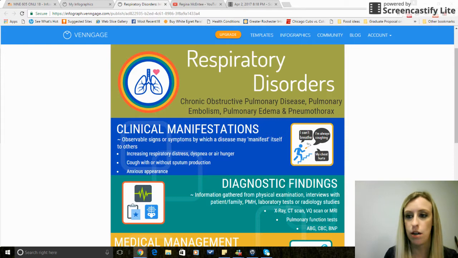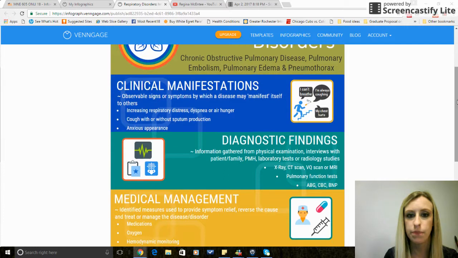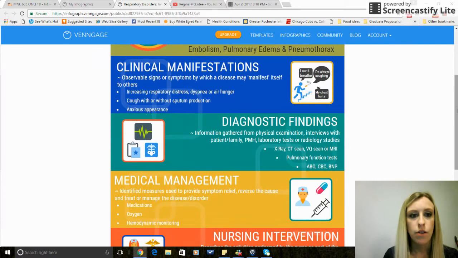As you look at this infographic, you will see that I have laid out 4 different major components for discussion. First, we will discuss clinical manifestations. Clinical manifestations can be described as observable signs or symptoms by which a disease may manifest itself to others.